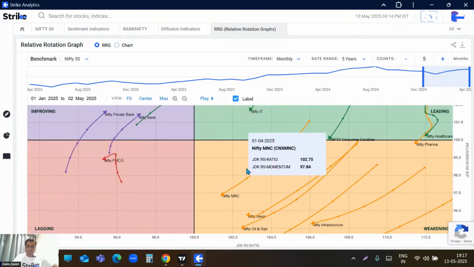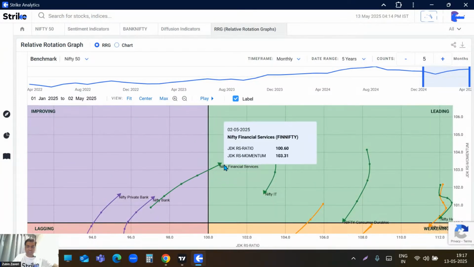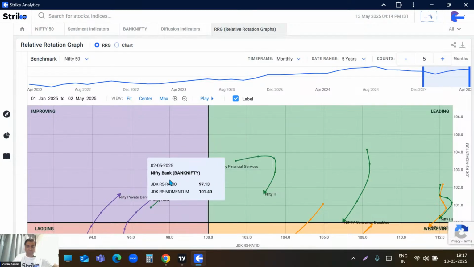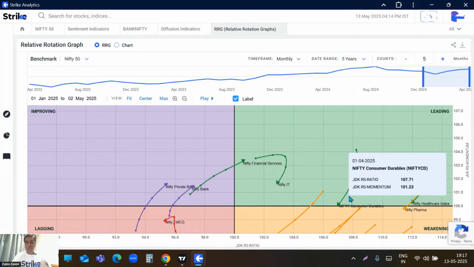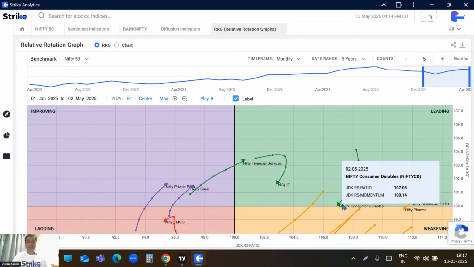So in this graph we can look at Nifty Financial Services, which is going towards the north east. Bank Nifty, private bank, these are the ones to look at for investments in the current situation. So the relative rotation graph is the first way where you can look at and do sector analysis.